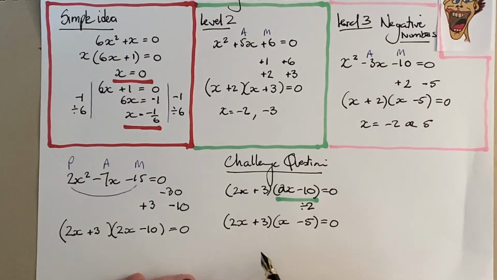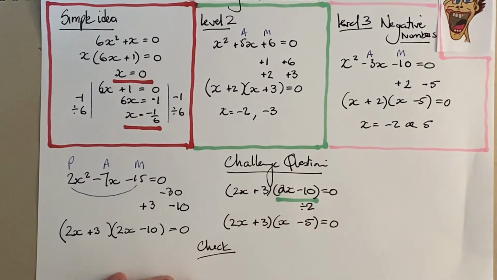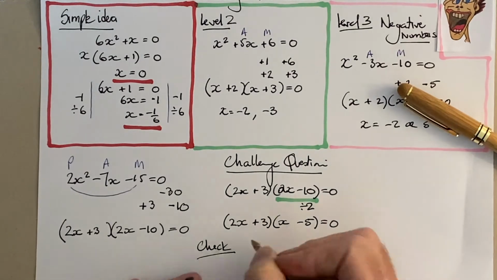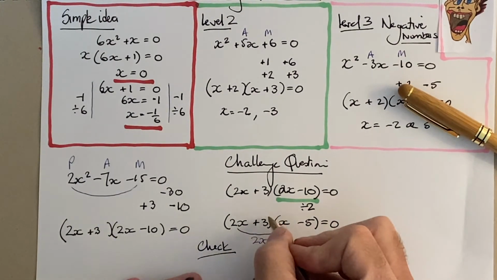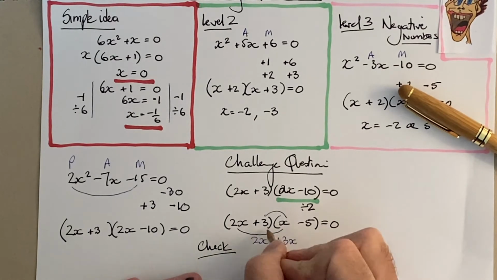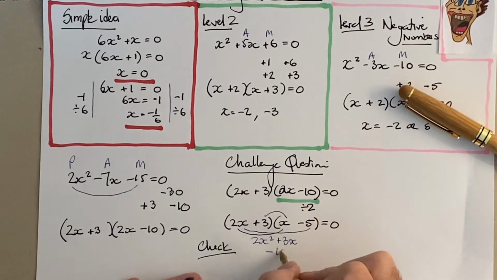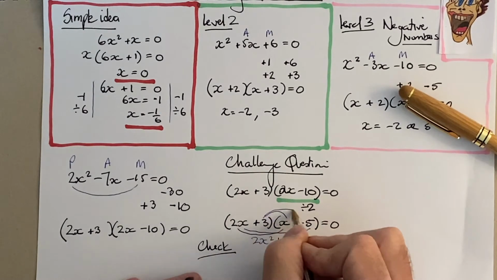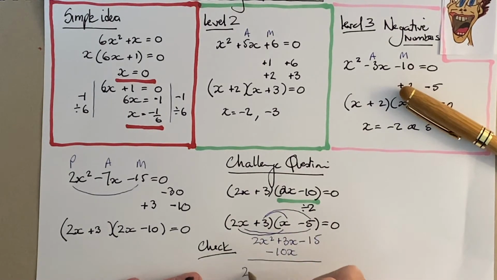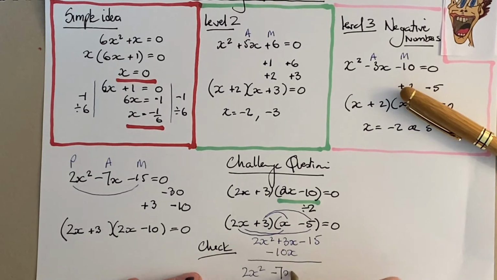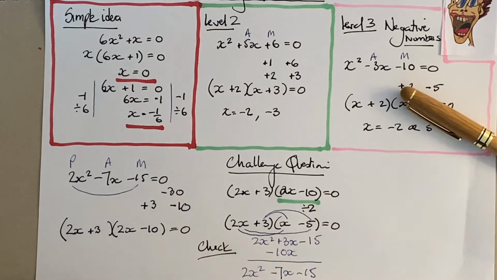And I want to check to see if this is right. So I'm going to check. To do that, I'm going to multiply these together. That gets my 2x squared, which I want. I'm then going to multiply this together, so I get plus 3x. And this one together, so I get minus 10x. I put it underneath. And then lastly, 3 times 5 is 15, and it's minus. So let's deal with this. Get my 2x squared. That's my minus 7x minus 15. And that's what I want there.